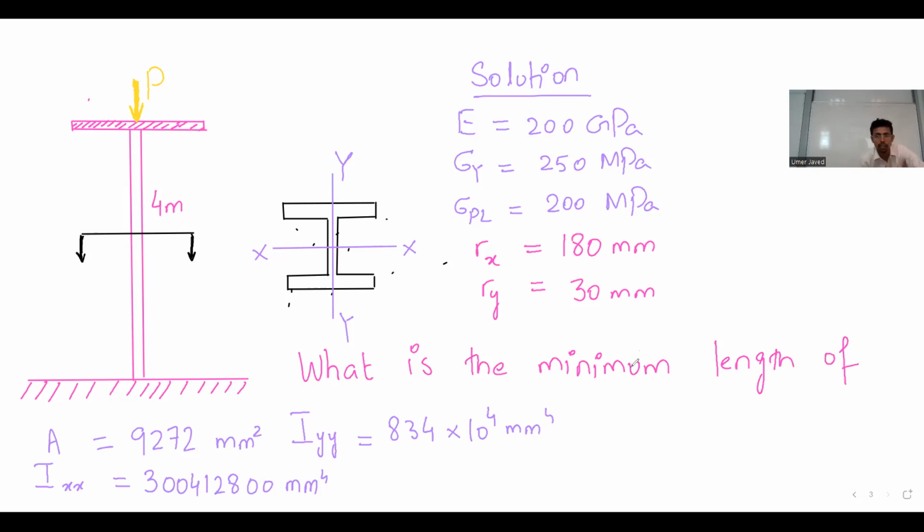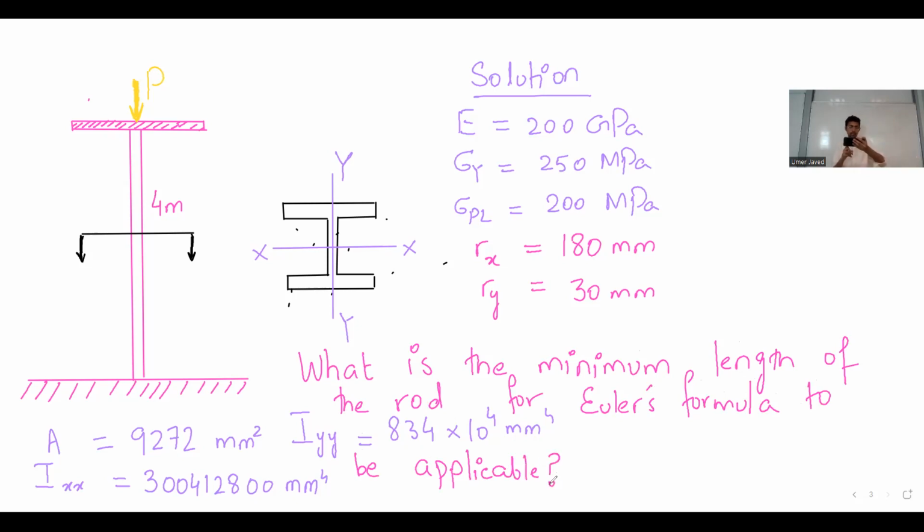After this example, we can have a break. What is the minimum length of the rod for Euler formula to be applicable? This is the first question. The second question: what is the load carrying capacity of the column? Load carrying capacity of the column. Is it clear?